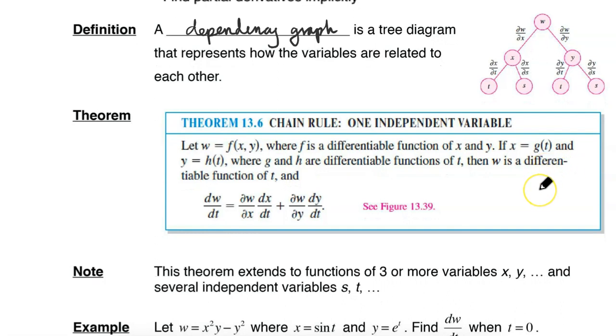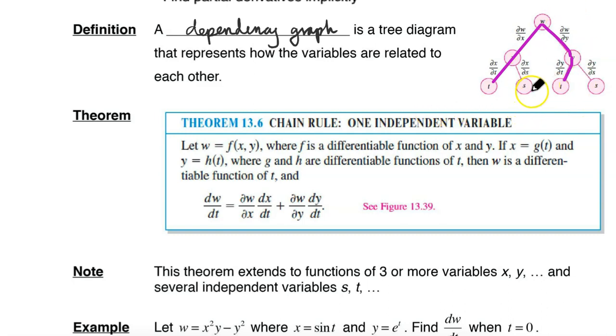So if a function w is a function of x and y, and each of x and y are functions of t, then we would have dw/dt equals partial w/partial x times dx/dt plus partial w/partial y times dy/dt. So what is happening here is if you take the derivative of function w in terms of t, you multiply along branches like this, and then you add, and you multiply along branches like this, and you add these terms together.